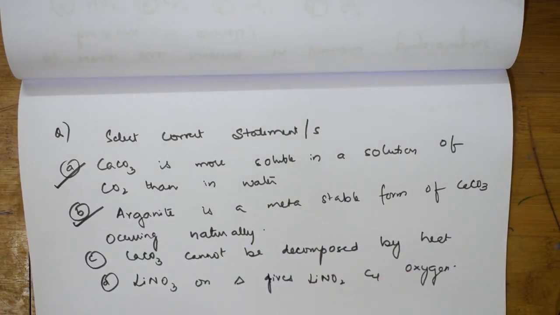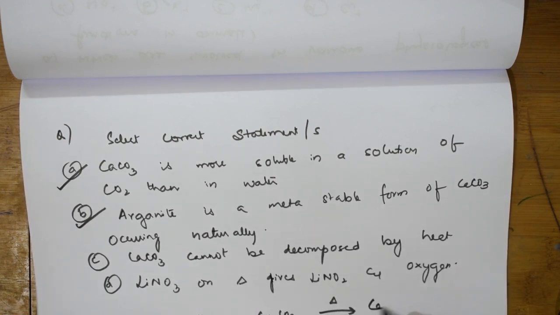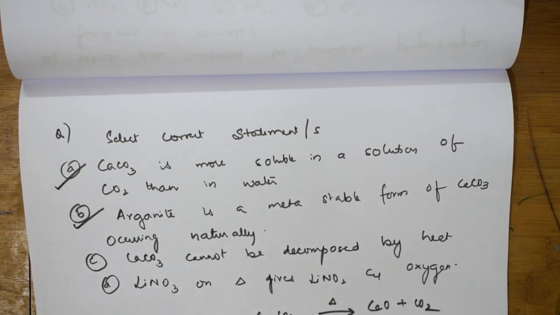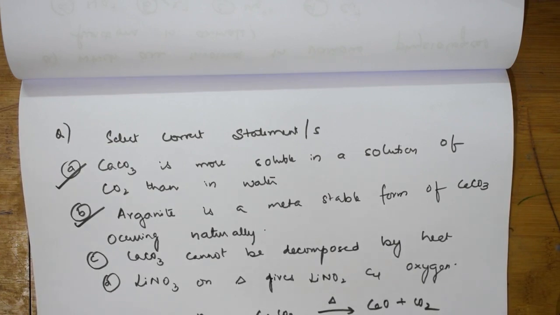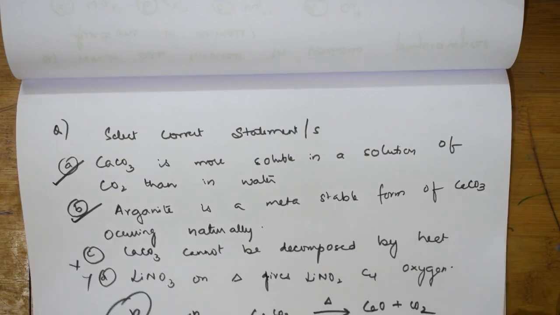Now let us see the wrong answers. Calcium carbonate cannot be decomposed by heat. Wrong, isn't it? Because calcium carbonate on heating gives calcium oxide plus carbon dioxide. Lithium nitrate on heating gives nitrogen dioxide, not oxygen. Like lithium oxide plus nitrogen dioxide. So this is also a wrong statement. The correct option is A and B. This is what is important.